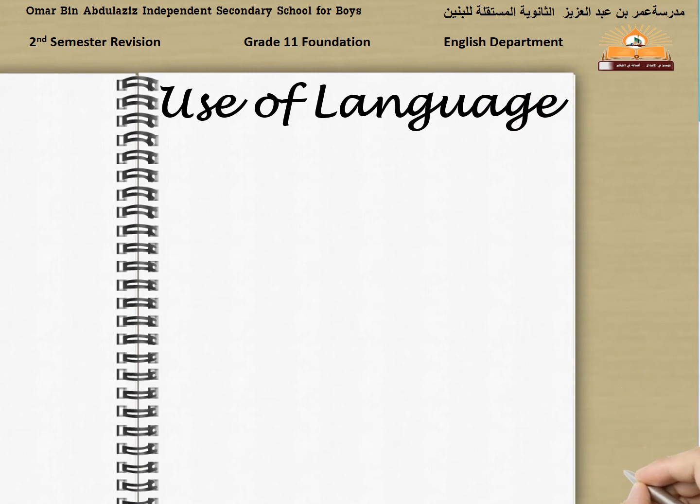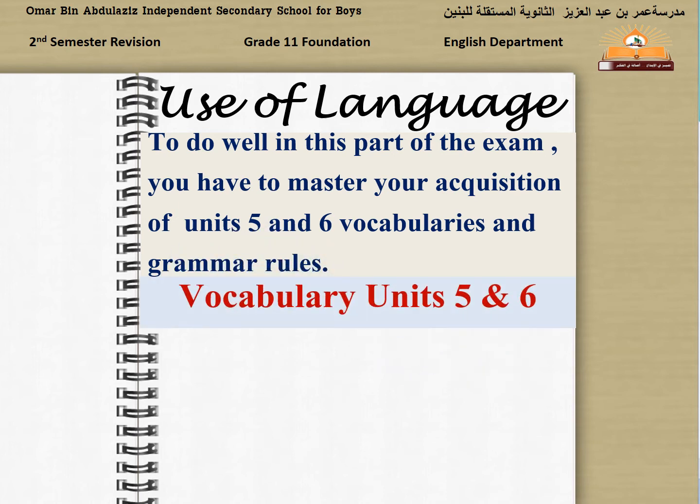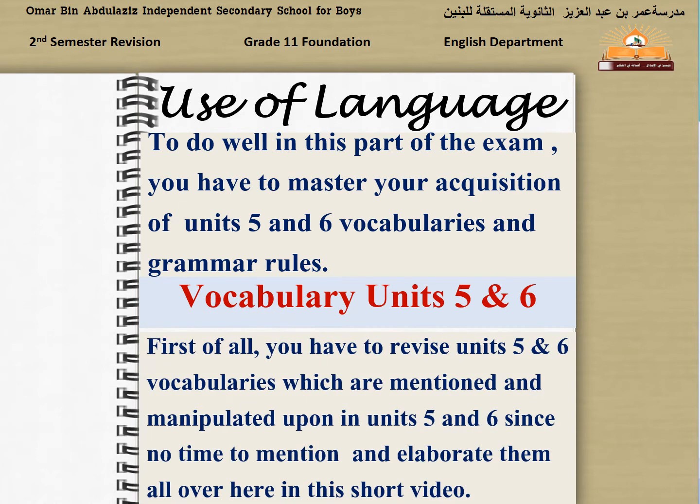Then let's talk about the use of language questions. To do well in this part of the exam, you have to master your acquisition of units 5 and 6 vocabularies and grammar rules. First of all, you have to revise units 5 and 6 vocabularies, which are mentioned and manipulated upon in units 5 and 6, since there is no time to mention and elaborate them all here in this short video.